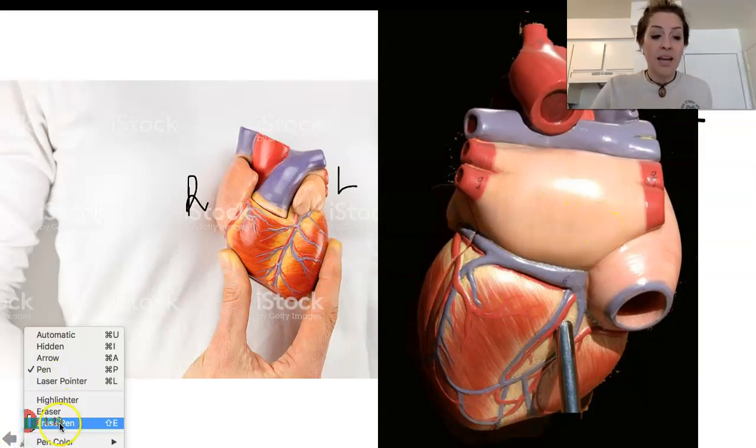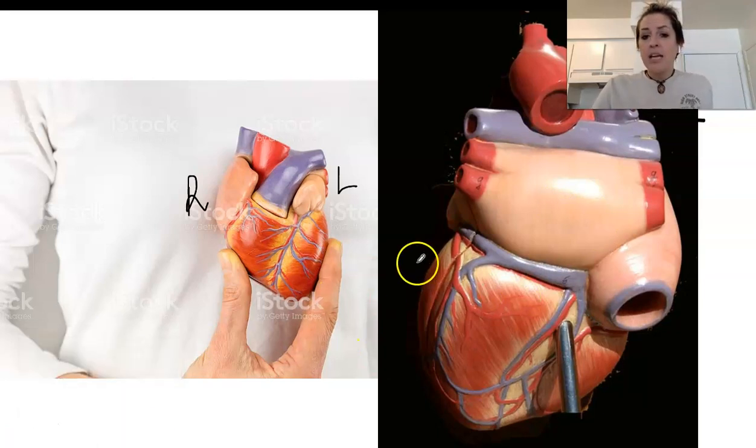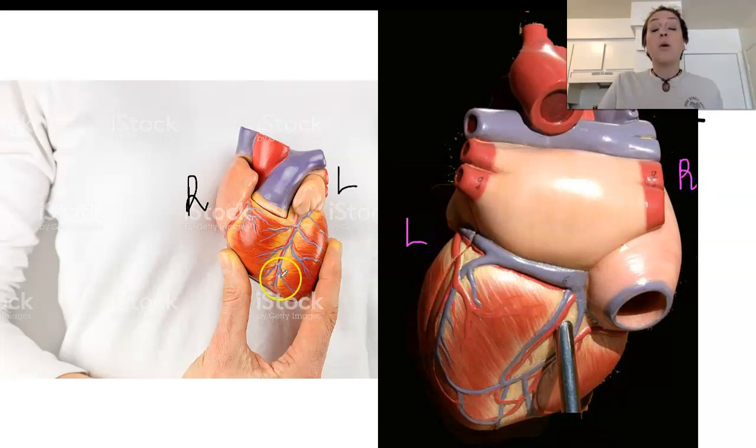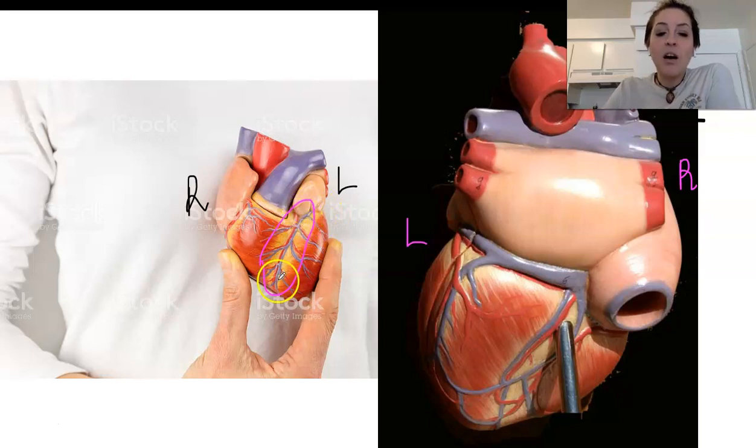And let me change my pen color here. We're going to choose magenta. And so this is the left side, this is the right side of the heart. Well, how we can tell the difference between the front and the back of the heart is this landmark right here. Doesn't this look like a sash that kind of comes across the body of the front of the heart right here? It starts from the top left side and goes all the way down to the bottom right side of the heart. And this red vessel right here is the left coronary artery.